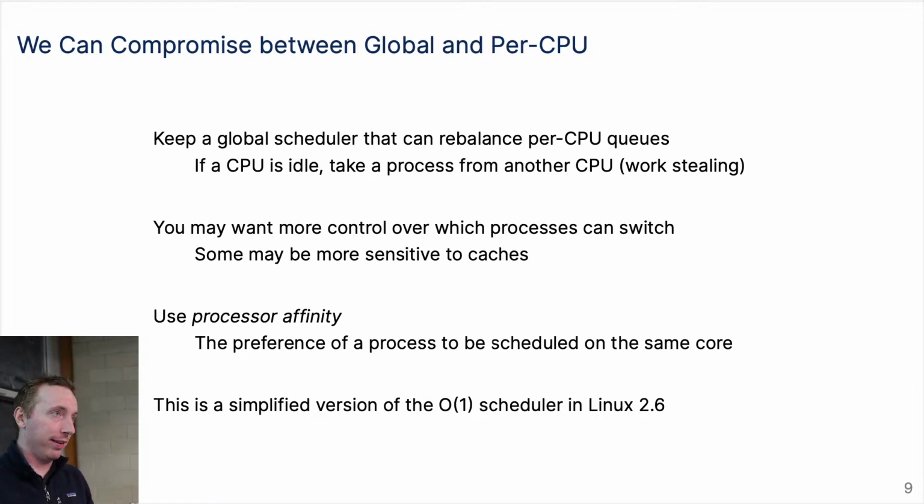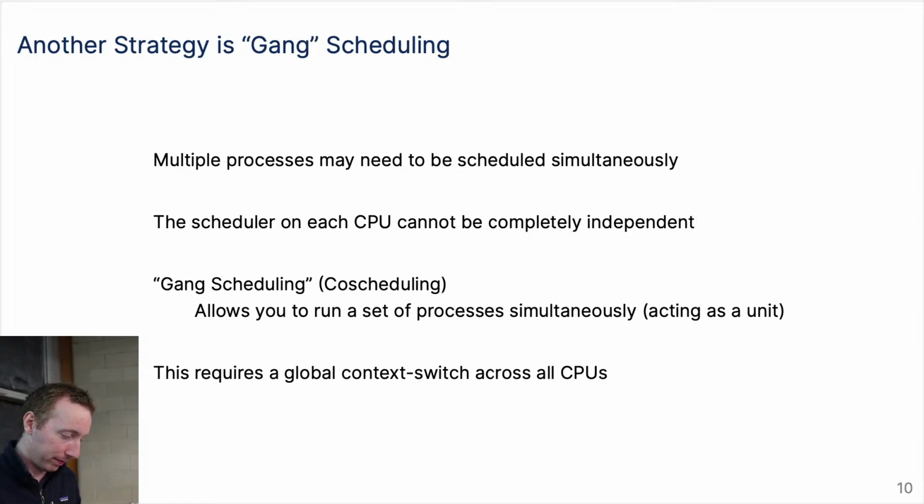So this is another scheduler the kernel actually used. This is the simplified version of what was called the O(1) scheduler that was in Linux 2.6, which is probably like 20 or 30 years old. So we're getting closer to modern times.